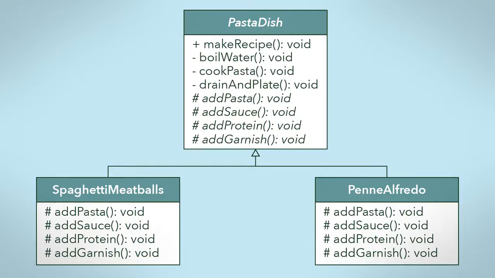pasta dish. It will be up to a subclass of pasta dish to provide the add sauce method body to add the right sauce. Spaghetti meatballs and penne alfredo are subclasses of the pasta dish class. They must provide their own versions of add pasta, add sauce, add protein, and add garnish.